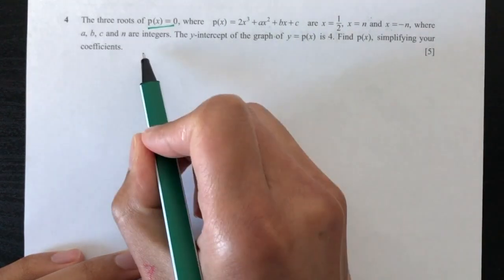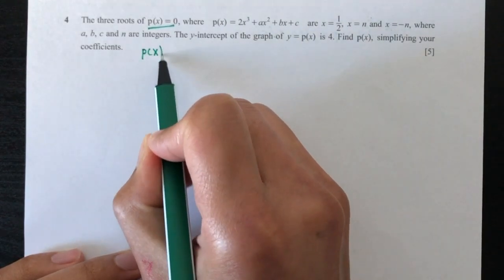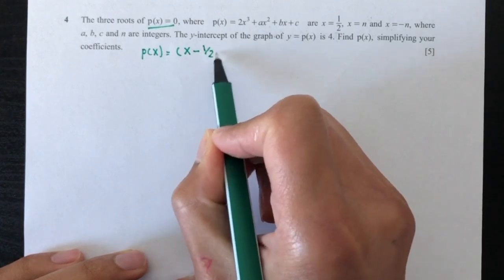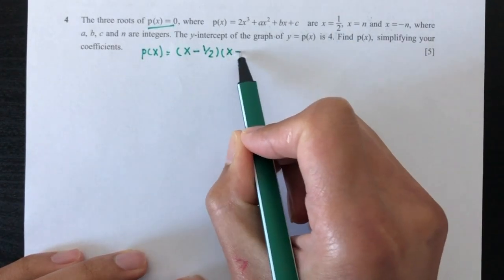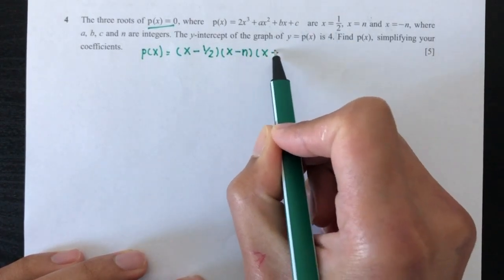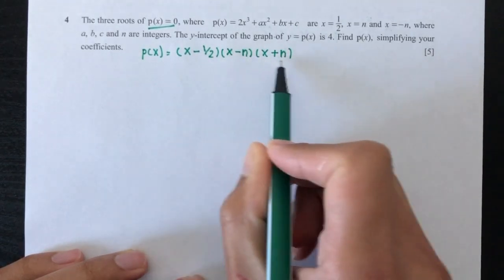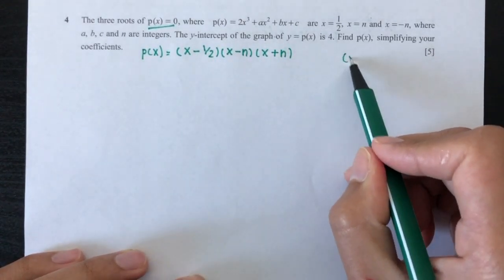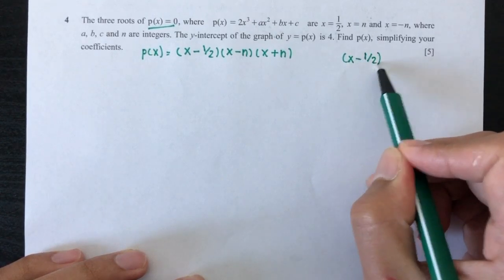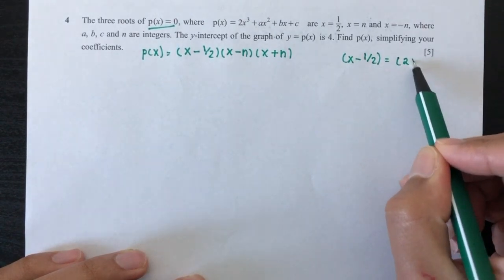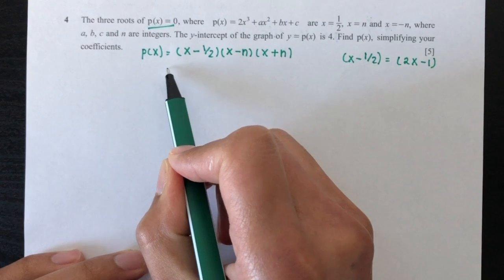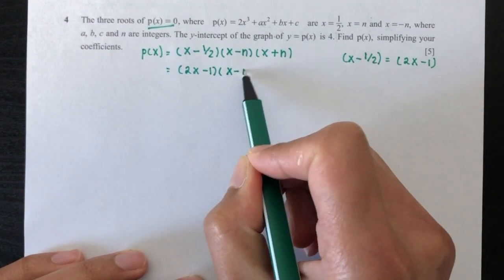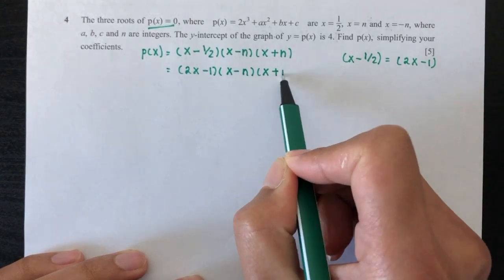So from this we derive p of x is equal to x minus half, x minus n, and x plus n. This will be the factors of p of x. Now we can rewrite this: x minus half can also be written as 2x minus 1. So let's do that. That will be 2x minus 1, x minus n, and x plus n.